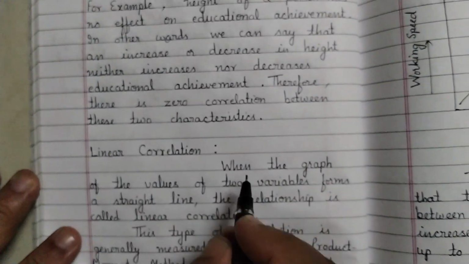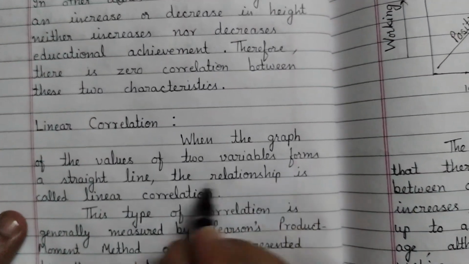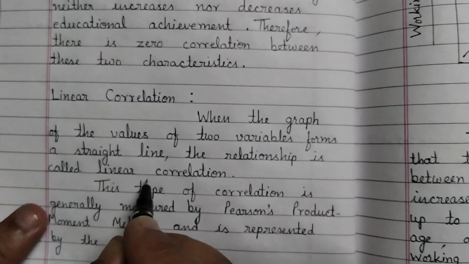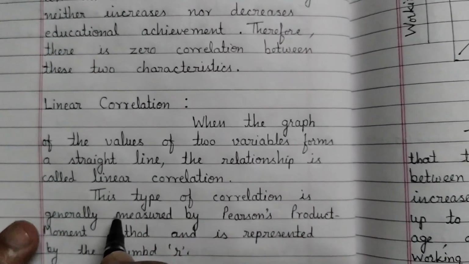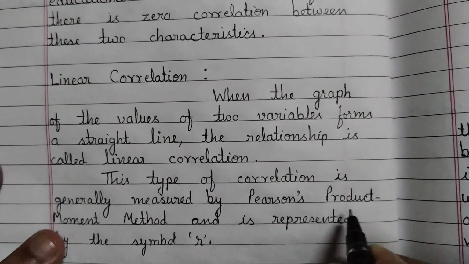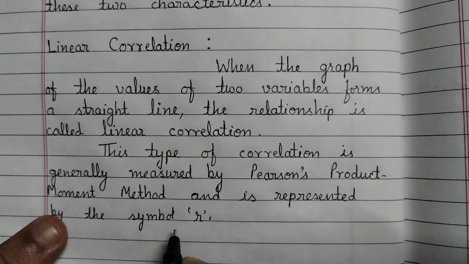Linear correlation is next. When the graph of the values of two variables forms a straight line, the relationship is called linear correlation. This type of correlation is generally measured by Pearson's product moment method and is represented by the symbol R.